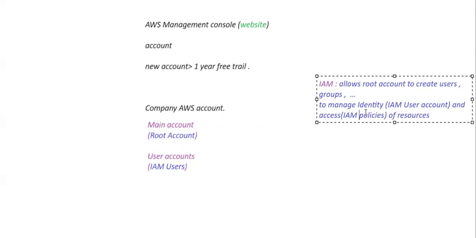Now, if anybody asks you what is this IAM? IAM is a service in AWS. It allows you to create users, groups, and policies, or you can say permissions also. So what can a root user achieve by using this IAM service? The root user can manage the identity and access of your resources. Sir, what is this identity?